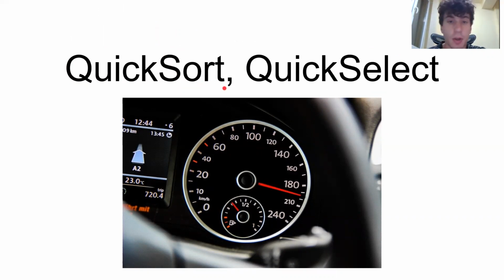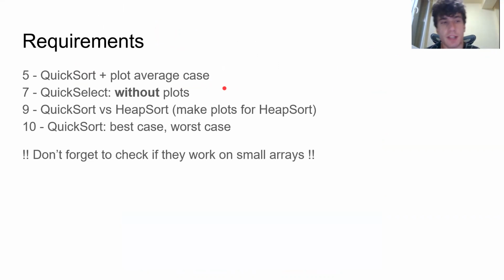So for this lab, the first step will be to implement QuickSort and measure how fast it is. Then we're gonna continue with QuickSelect. This one doesn't need any measurements, just the algorithm and testing if it works. Then we'll come back to QuickSort and compare it with heap sort, the one we did the previous lab. But in the previous lab, we didn't measure how fast heap sort is. So that will be the step for grade 9.